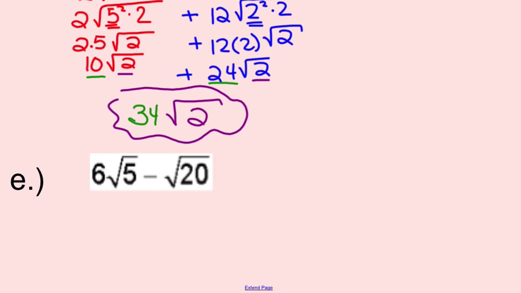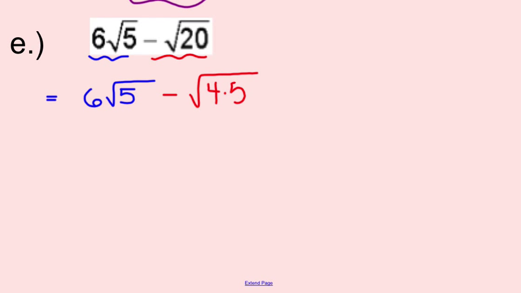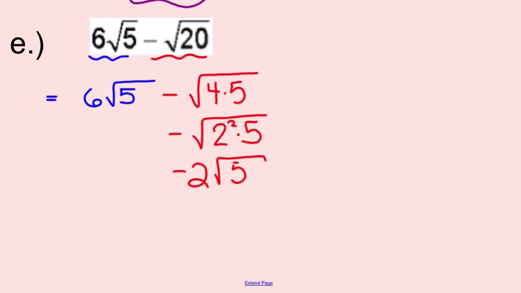Last one of these. Right now these two radicals are not alike, but let's try and break them down. Well, 6 square roots of 5, you can't do anything with that, so I'm going to leave that one alone. But you can break down this radical of 20 as 4 times 5. And then 4 times 5, you can break down that 4 as 2 times 2. And then the 2 comes out in front, and you have the 5 left over.